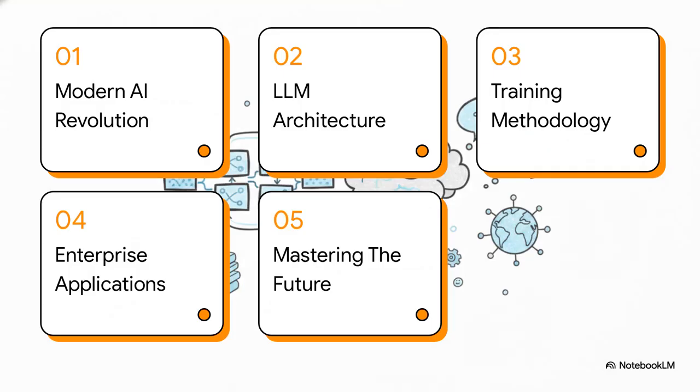So here's our blueprint breakdown for this explainer. We're going to hit the modern AI revolution, unpack the LLM architecture, look at the training methodology, jump into enterprise AI applications, and finally, wrap up with mastering the future. It's a totally clear roadmap from macro-level impact all the way down to microscopic architecture.